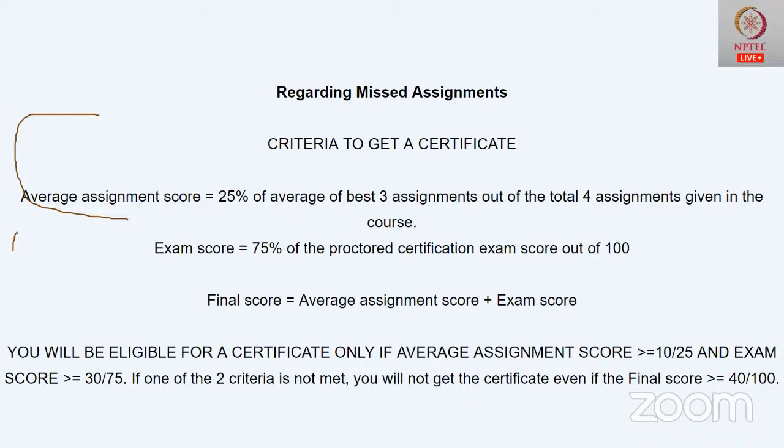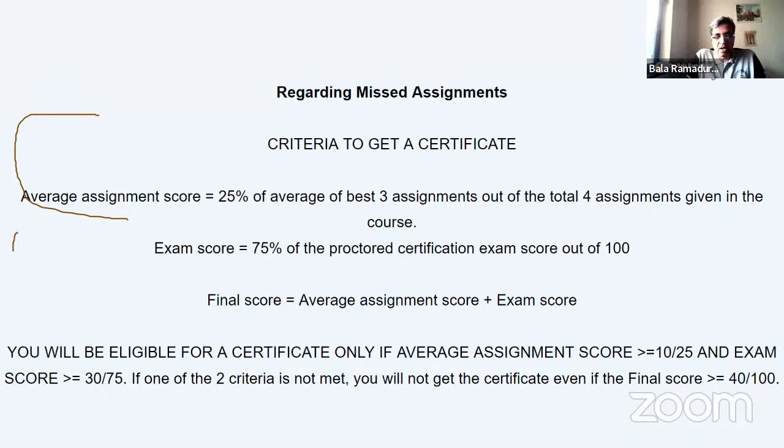There have been questions and comments about people missing assignments and what is the criteria to get the basic certificate. As written on the screen, you will have to have an average score of 25% on the best 3 out of 4 total assignments given to you in the course, as well as score 75% at least in the proctored examination that happens at the end of the term, which will be approaching pretty soon. The final score will be calculated on the basis of both the average assignment score plus whatever you score in the exam. And if the score is more than 40, that is when you get the final certificate. So that is the only criteria that we have, sir.